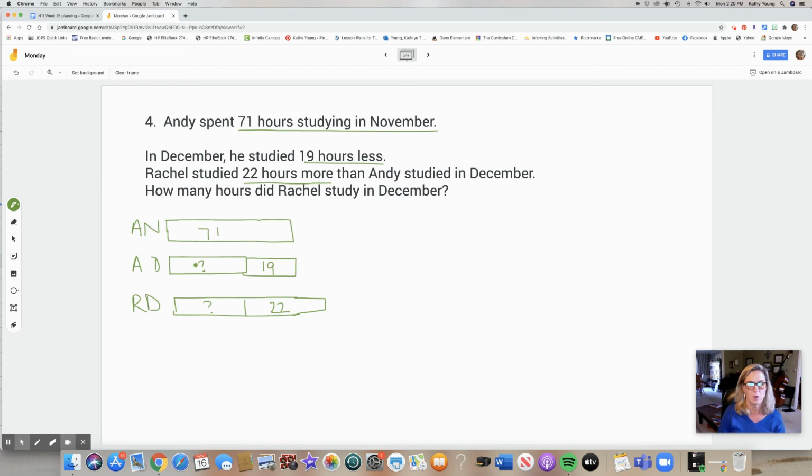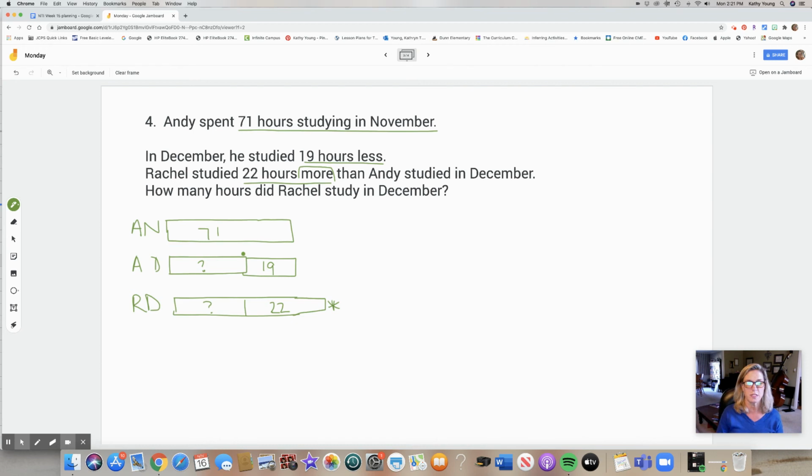Okay, so whatever the question mark is, because that's his December number, we're going to take the question mark number and add 22 to that because she studied more. When it says more, we're adding. It says less, we're subtracting. And it says, how many hours did Rachel study in December? So this is going to be my answer. This is what I need to know. Okay? Can I get this without doing this? No, I have to. This is a two-step problem.